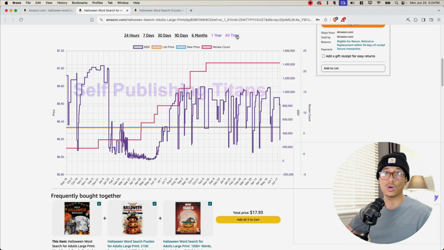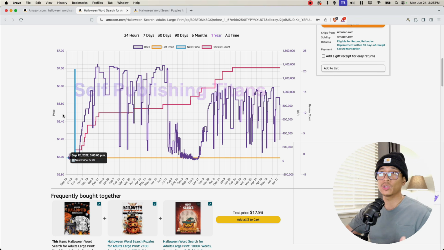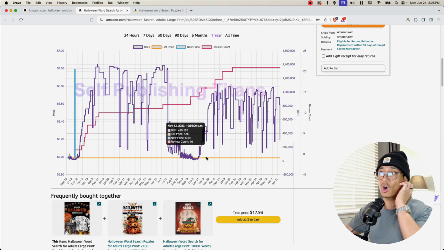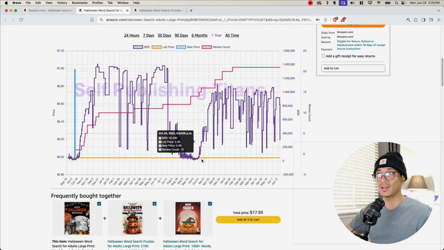So if we go all time, we can see there's a similar pattern, right? When it was published in September, you can see right away it was selling very well. And then the rest of the year, this is what it looks like. The sales are on and off. And then it does the same thing around the same time, around the end of summer, into October, and all through October, it's going to sell very well.